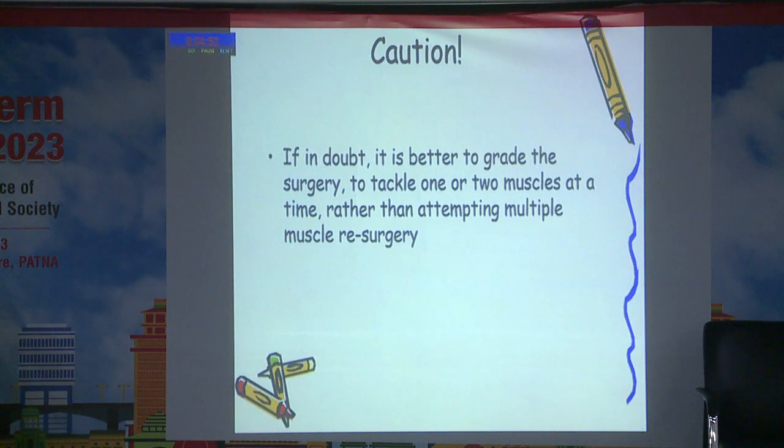But in the morning, Professor Pandey sir was telling us, no, it is better if we do both eyes together, and to tackle one or two muscles at a time rather than attempting multiple resurgeries.